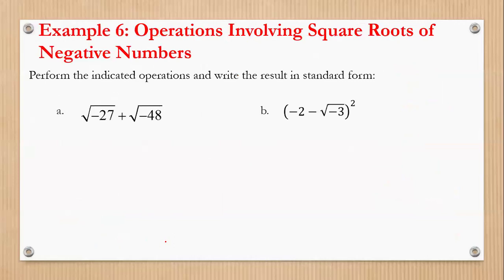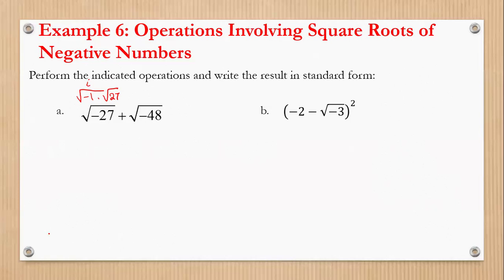Let's simplify this expression now. To simplify this expression in part A, we need to simplify each of the radicals separately. The square root of negative 27 means negative 1 times 27, that's the square root of negative 1 times the square root of 27. The square root of negative 1 is I, but now we just need to simplify the square root of 27.